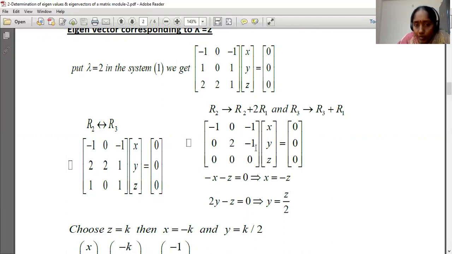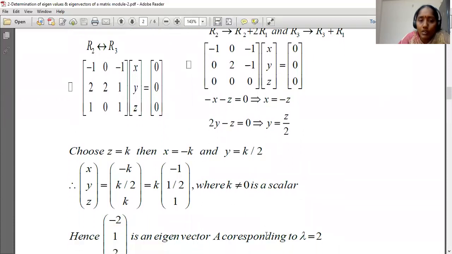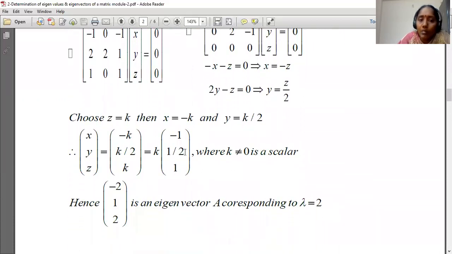See here, again observe here the rank is equals to 2. Number of unknowns are 3. So number of linearly independent solutions are 3 minus 2, 1. That means one arbitrary constant is assigned to any one of these three variables. For that I am considering z as k. So substitute that z value in x and y, then it becomes x is minus k, y is equals to k by 2. Substitute the values, then the vector is minus 1, 1 by 2, 1.